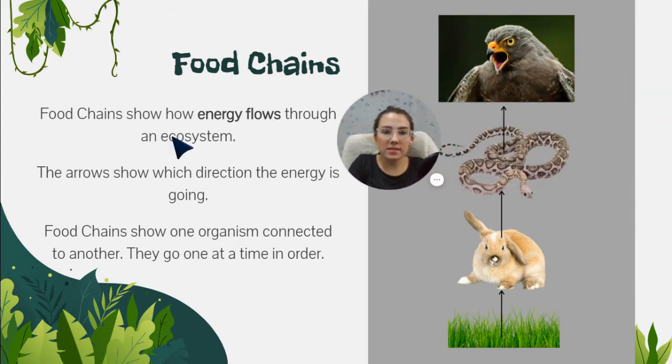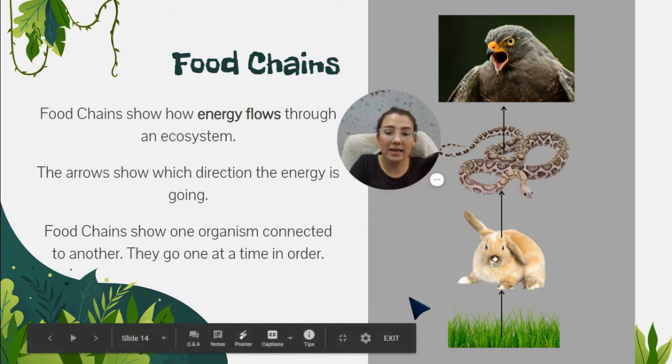So here we can see food chains. I want you to think of a chain, okay? They are linked one to one. So a food chain shows how energy flows through an ecosystem. This part is important. The arrow shows which direction the energy is going, okay? The arrow shows the direction of energy. So remember, it's a chain, so they just go one at a time.